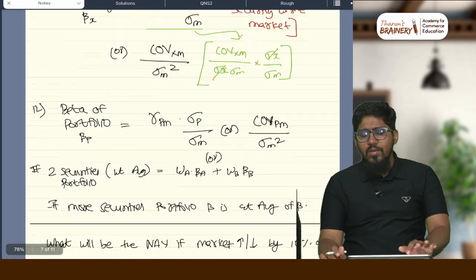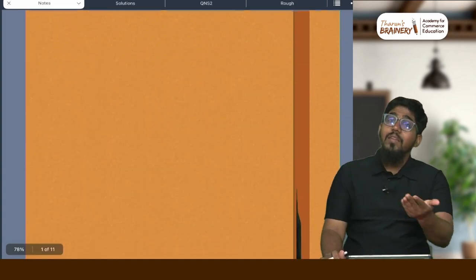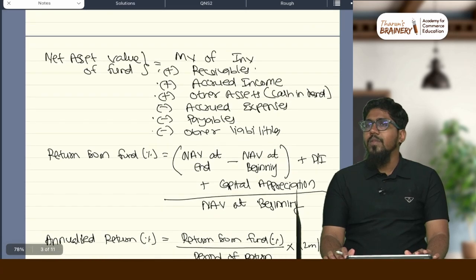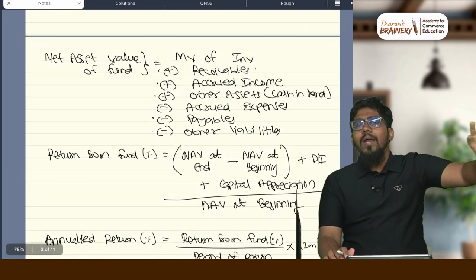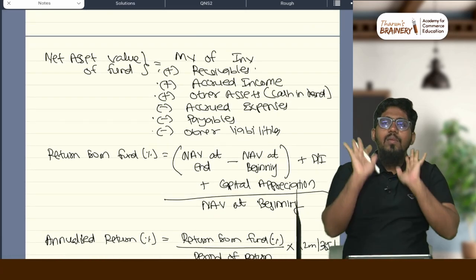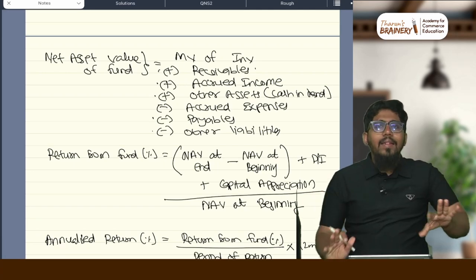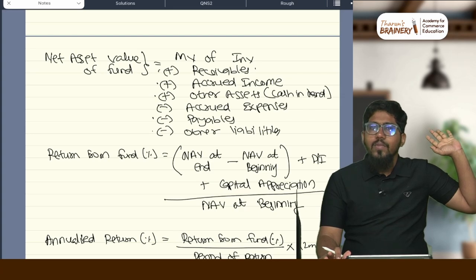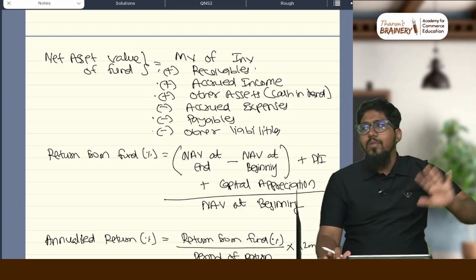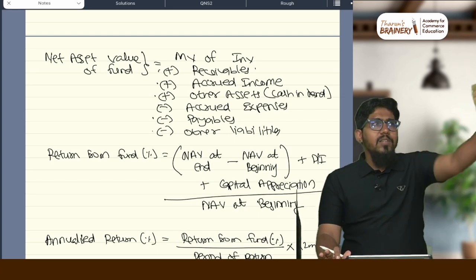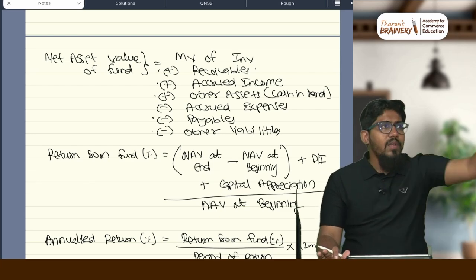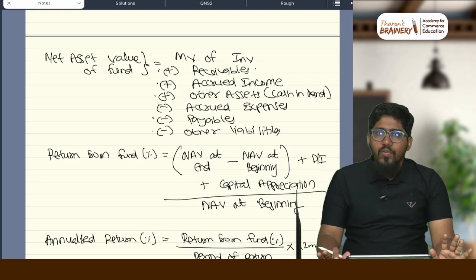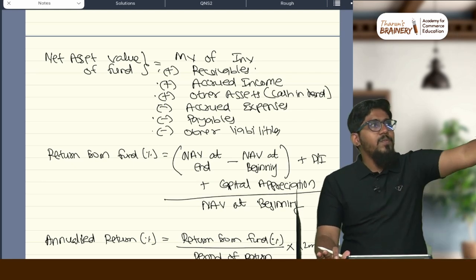Just to give you a small revision: mutual fund is very simple. How to calculate the return of the fund, how to calculate the annualized return, how to calculate the NAV, only these 3 problems are possible. And then 3 ratios in mutual fund: Sharpe ratio, Treynor's ratio, and Jensen's alpha. Clarity? Then risk and return: risk of the security and return of the security, return of the portfolio and risk of the portfolio. Clarity?